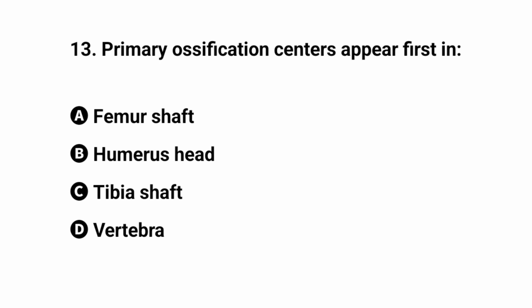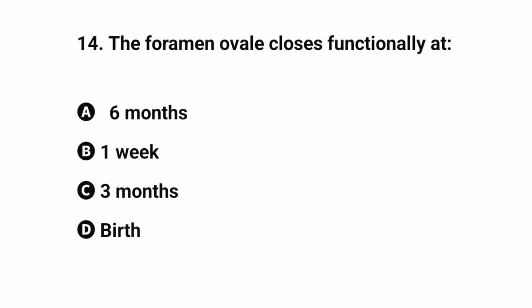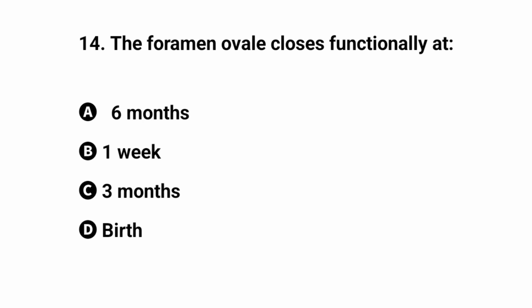Question number 30. Primary ossification centers appear first in. The right answer is A. Femur shaft. Question number 40. The foramen ovale closes functionally at. The right answer is D. Birth.